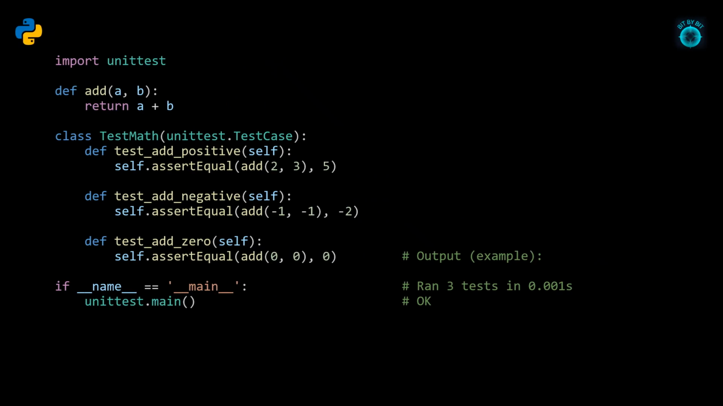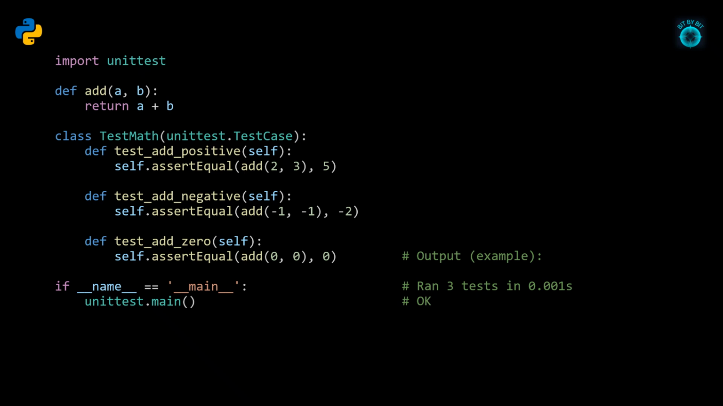Here we define a simple function called add, which adds two numbers. Then we define a class named TestMath that inherits from unittest.TestCase. Inside it, we define three test methods. test_add_positive checks if 2 plus 3 equals 5. test_add_negative checks if -1 plus -1 equals -2. test_add_zero checks if 0 plus 0 equals 0.